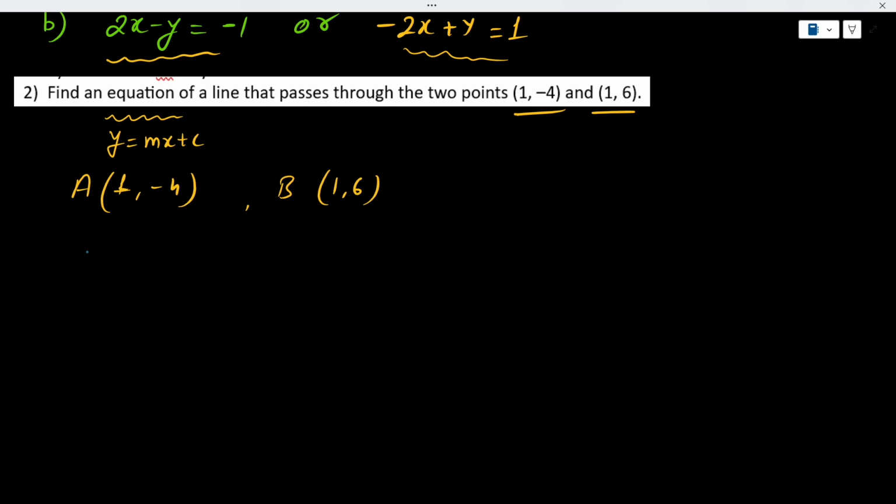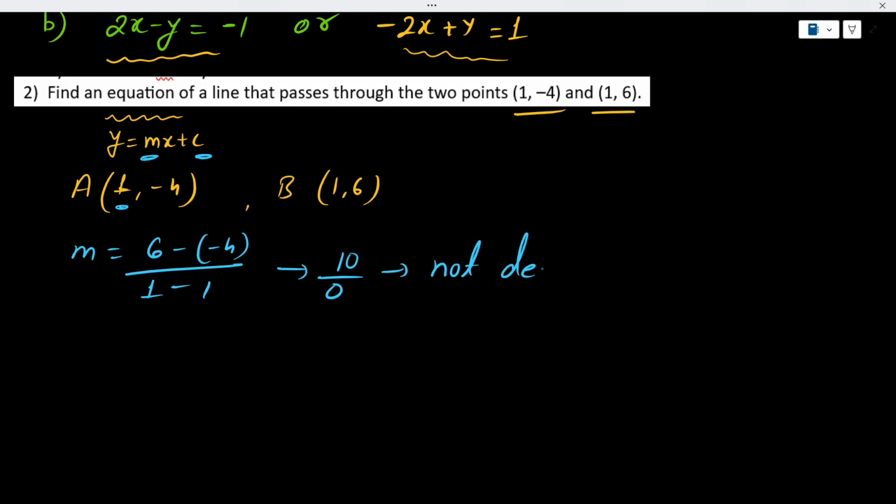Again y equals mx plus c, we need to calculate m and c. So gradient will be 6 minus of minus 4. Only you need to be careful here whenever you are having the negative sign, right? Now look here, you will see your x is fixed. If I do this also, this becomes 10 by 0, which is not defined, right? So is it possible to find out the equation of the line?